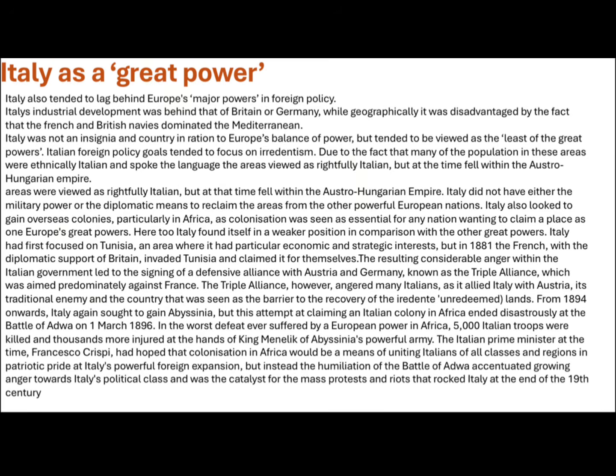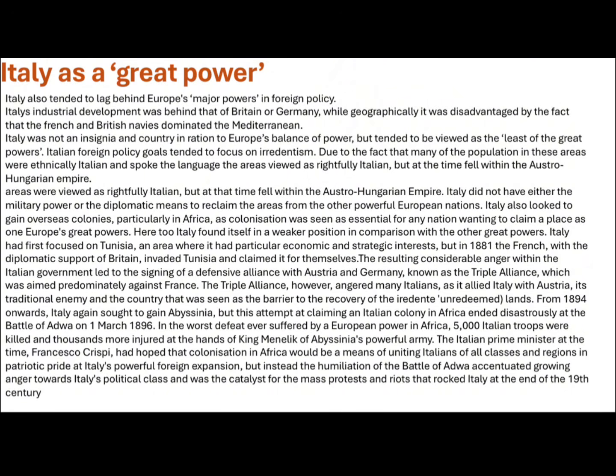Italy had first focused on Tunisia, an area where it had particular economic and strategic interests, but in 1881 the French took it, and this, with the Italian government, led to signing a defensive alliance with Austria and Germany, known as the Triple Alliance, which was aimed predominantly against France. The Triple Alliance angered many Italians as it allied with Austria, its traditional enemy, and the country was seen as the barrier to the recovery of the irredente, unredeemed lands.